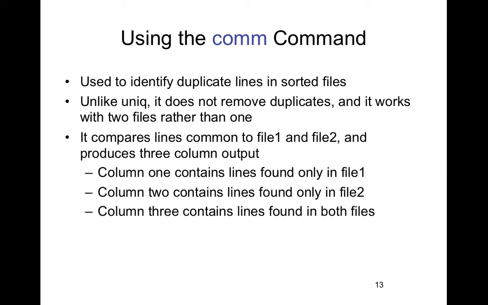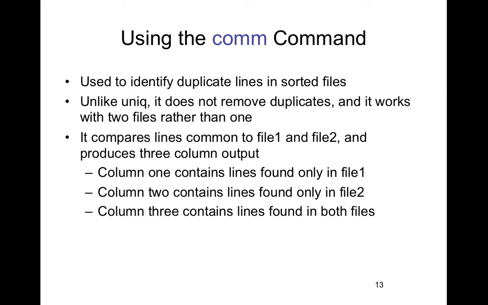So using the comm command, used to identify duplicate lines because you're comparing. Sorted files is the problem. You have to create a sorted file. I did not sort that names file first. If I had sorted the file, then run uniq on it, it would have pulled out the duplicates correctly. But I didn't do a sorted file.